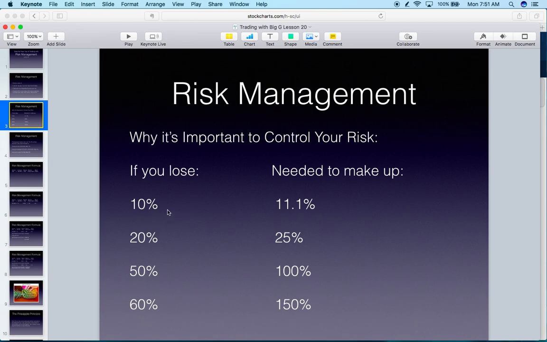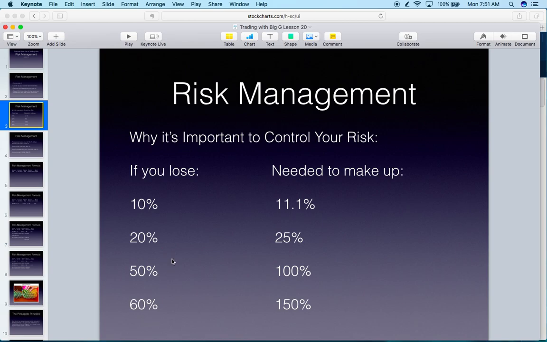So I know that's a lot of math in your head. I probably should have written that down for you, but if you can just kind of follow along, if you lose 10%, you got to make a little bit more than that to make that up and get it back to where you started. If you lose 20%, you have to make 25% to make up that loss of 20% to get back to even. If you lose 50%, you've got to make 100% back in order to break even, and 60% you've got to make 150%. And of course, it gets worse as these numbers get bigger.